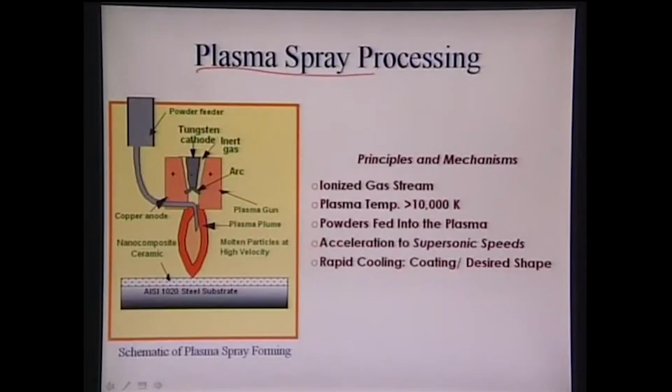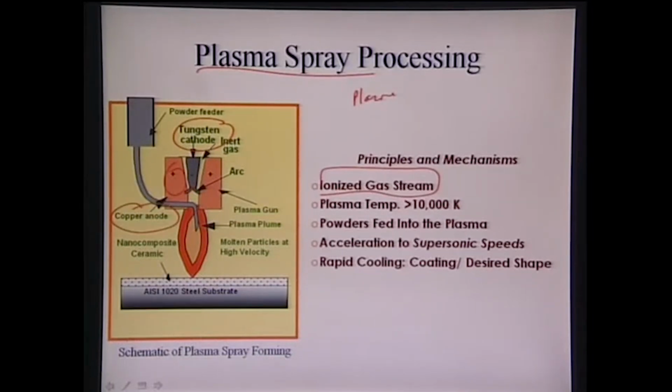Plasma spraying: plasma is nothing but ionized gas. We have ionized gas that is being struck as an arc between the tungsten cathode and the copper anode. So we strike an arc between the tungsten cathode and the copper anode, which is out here. So we see the copper anode out here.